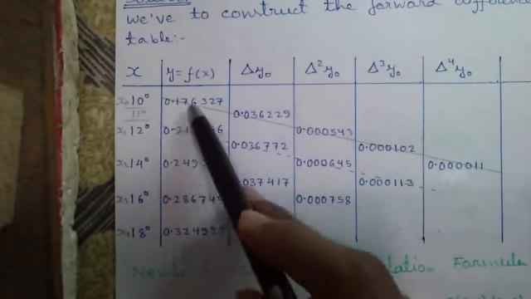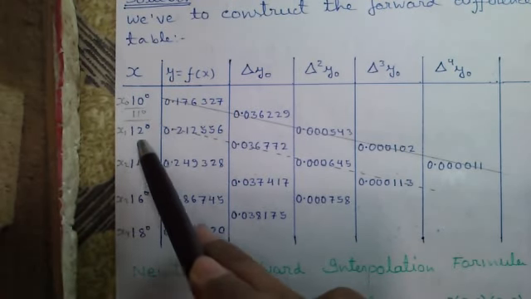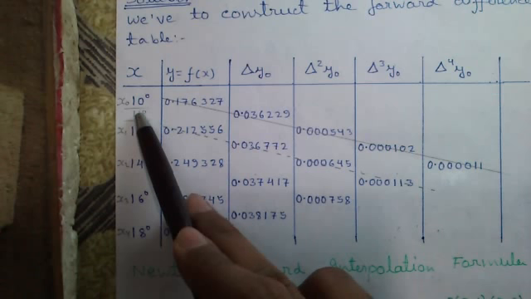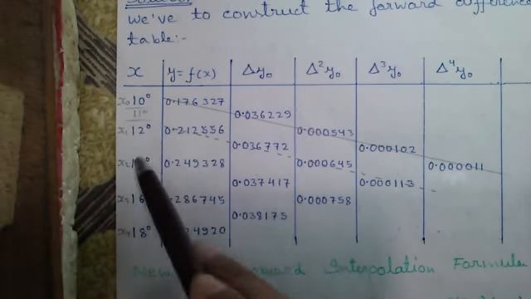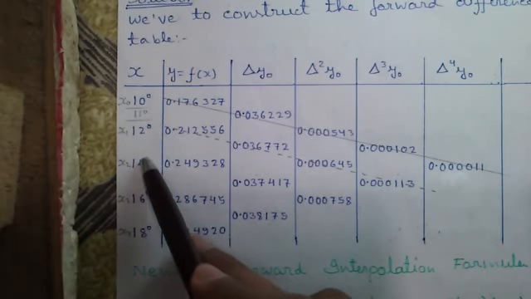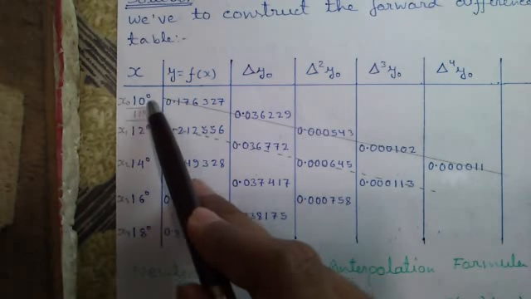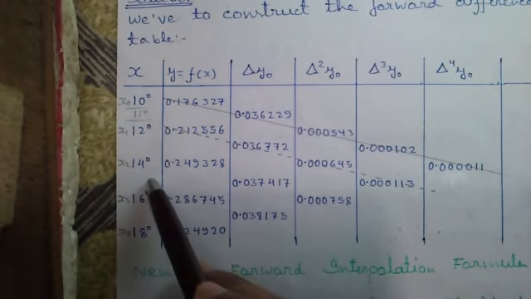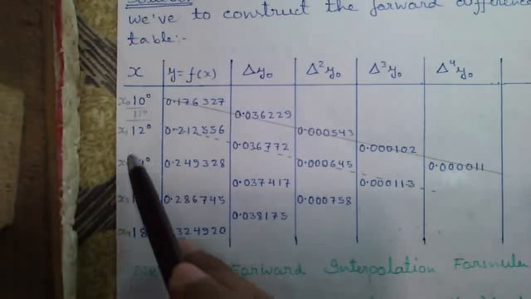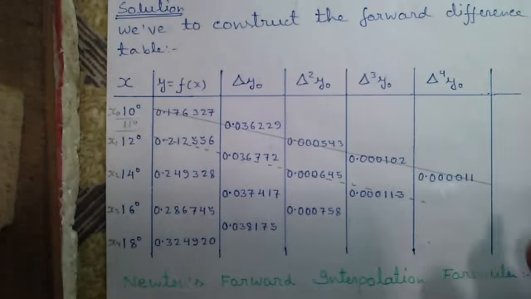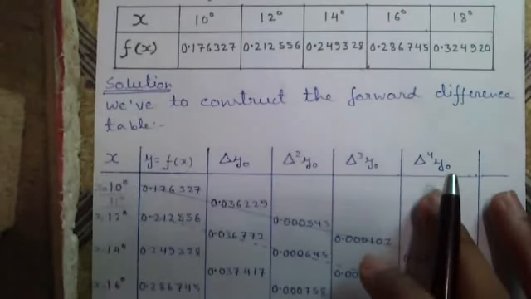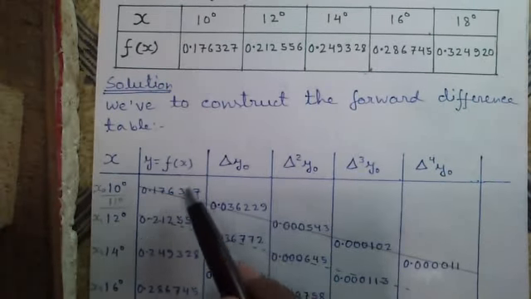And Newton forward formula is used when our required value, x equals 11, lies above the middle element. If the middle element is 14, then 11 is above 14. If, suppose, we want to find x equals 17, for that we will use the Newton backward difference formula. That's another formula. So for now we will use Newton forward formula.